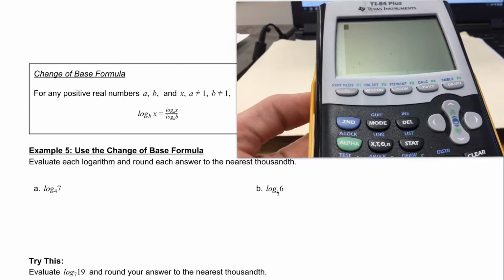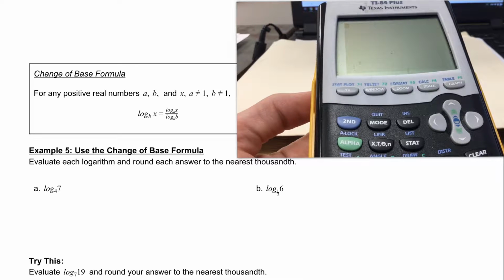So a way to evaluate logs that have a different base is what we call the change of base formula. That says if we have the log base b of x, we can take the log of any base of the x and divide it by the log of any base, but being the same as the top, of b. What we want to do is either choose the log base 10 or the natural log. So let's take a look at example 5 so I can explain how this works.